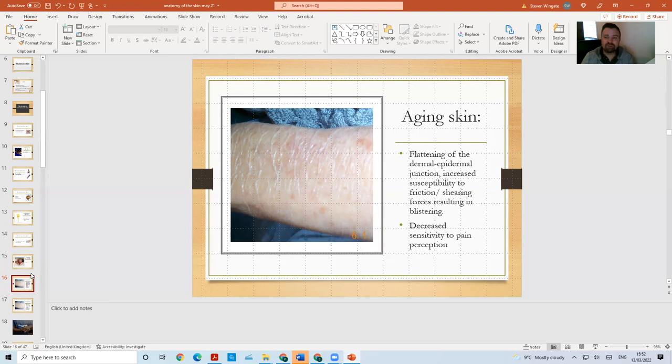Now, the problem with skin is we go through a natural aging process. When we're at our best, it has its elasticity, it's nice and thick, we can pull it up, it goes back, and we should be able to observe signs of dehydration. When we go through the aging process, the skin flattens, it starts to wrinkle, and the epidermis starts to thin. The problem there is we get a decrease in sensitivity to pain perception. So when we're washing people of the aging population, we should be checking bath temperatures. We should be measuring the bottom of the bath, the middle of the bath, and the top of the water, because they won't feel as if they're burning.